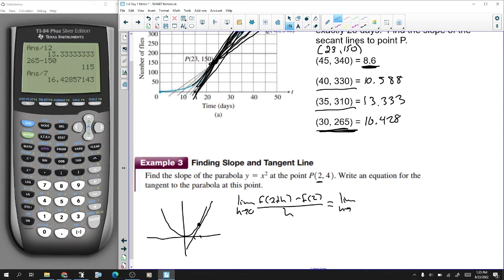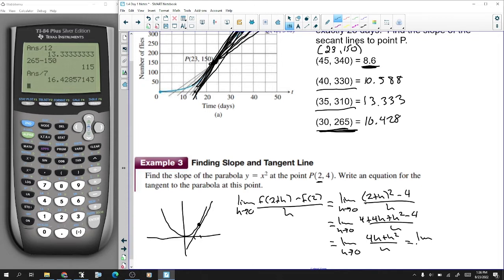We have the limit as h approaches 0 of (2 plus h) squared minus f of 2, which is 4, over h. Limit as h approaches 0 of 4 plus 4h plus h squared minus 4 over h. The 4s cancel out. We have the limit as h approaches 0 of 4h plus h squared over h. That's the limit as h approaches 0 of 4 plus h. And then that's going to be 4. It has a slope of 4 when x is 2.